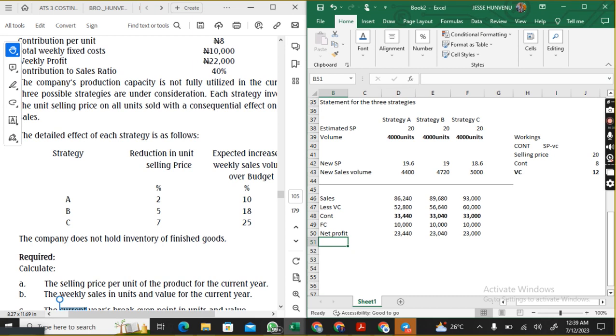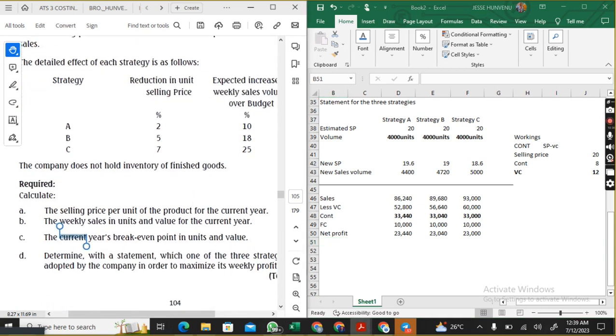So, what can we suggest now? Now they said determine which of the three strategies should be adopted. Yes, they should adopt strategy A now. Why? Because A contributed what? The highest contribution, with the profit of what? 23, 23 for fourth. Not profit. Right there.